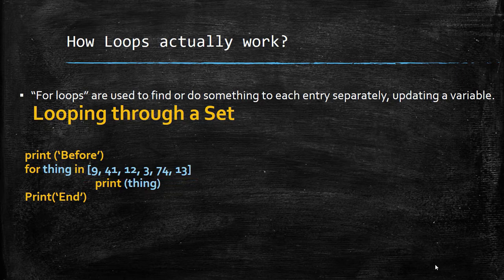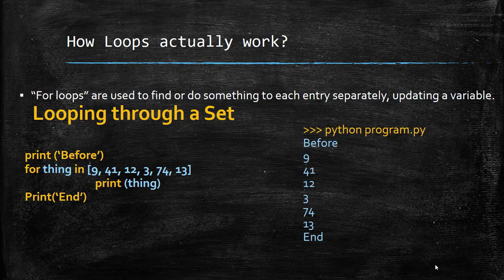Now in the body of this for loop, what I want to do is print out every element that is present in the above set of data. And after going through the entire process of the loop, I want to print out end as the finishing point of the program. So when we execute this program, in the very first line, you can see that before has been printed out.